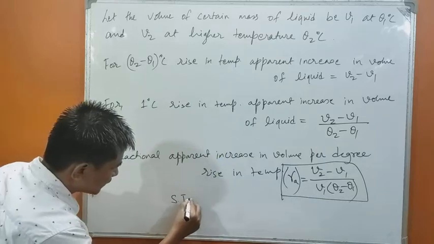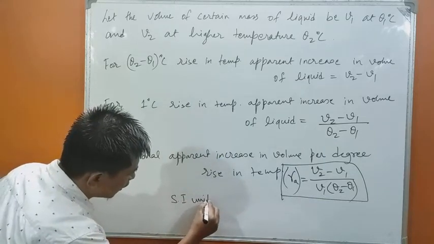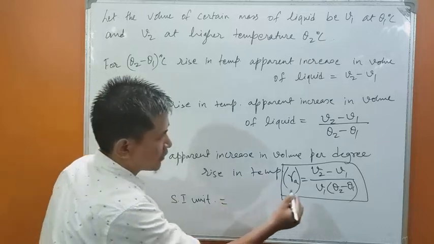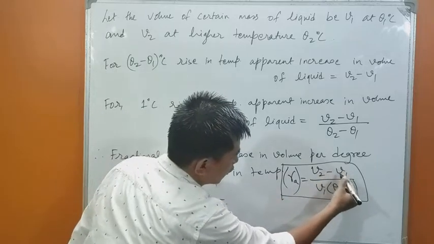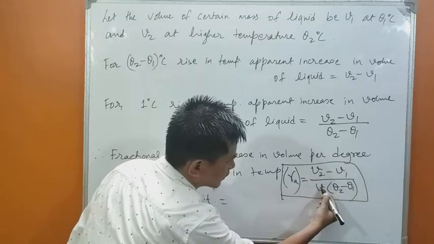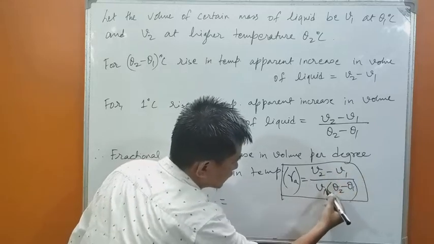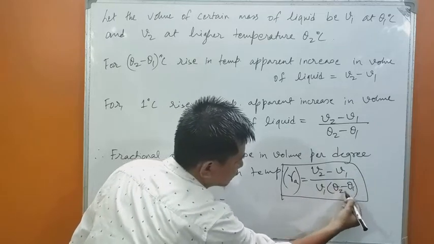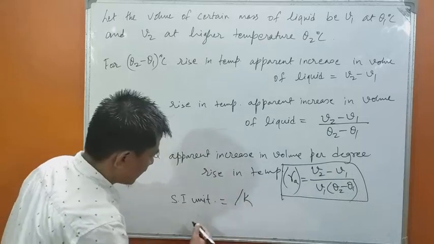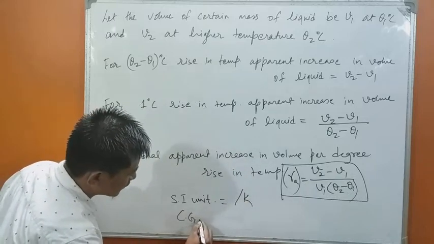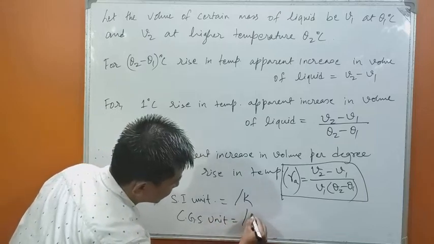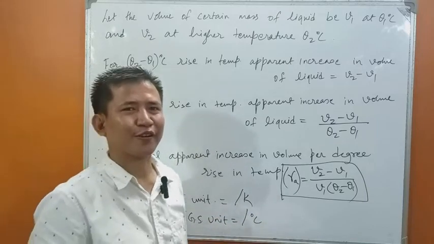Okay, now SI unit of coefficient of apparent expansion is, unit of volume comes in the numerator, and unit of volume is also in the denominator. So this unit and this unit get cancelled. Only the unit of temperature remains. So SI unit is per Kelvin, and CGS unit equals per degree Celsius. Okay, I hope you got my point.